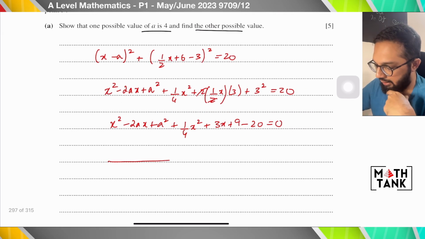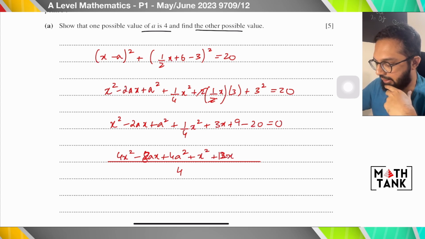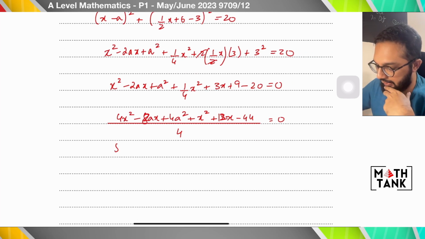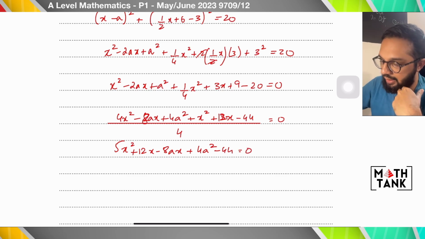I know that I need to take an LCM so that I can make it simpler for you. So 4x squared minus 8ax plus 4a squared plus x squared plus 12x plus, that's minus 11, so minus 44 equals 0. So let's arrange this now. 5x squared plus 12x minus 8ax plus 4a squared minus 44 equals 0. So I have my a, b, c.